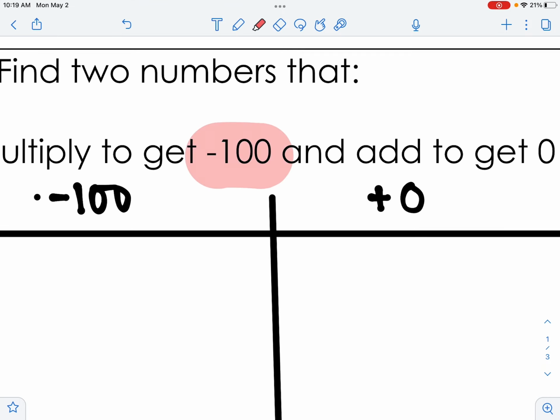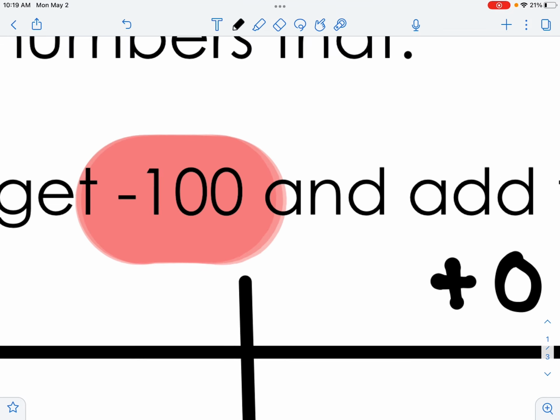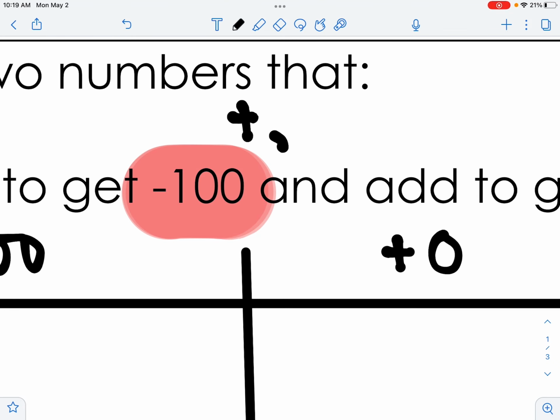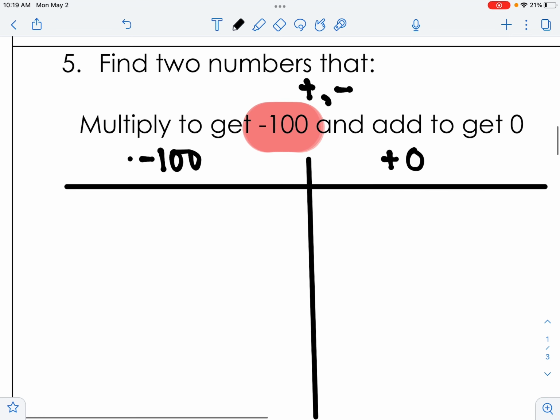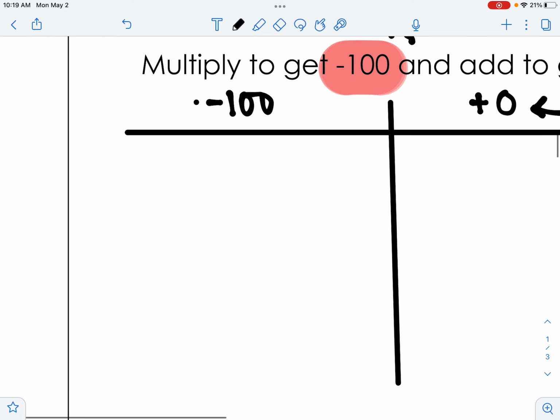If they are multiplying to get a negative, that means that one is positive and one is negative. Now, here's the kicker, though, all right? If they have to add to get 0, what that means is that they're actually going to be the same number, but one's going to be positive and one's going to be negative. So this one actually might be one of the easier ones.